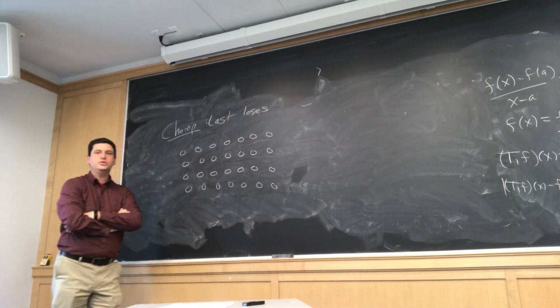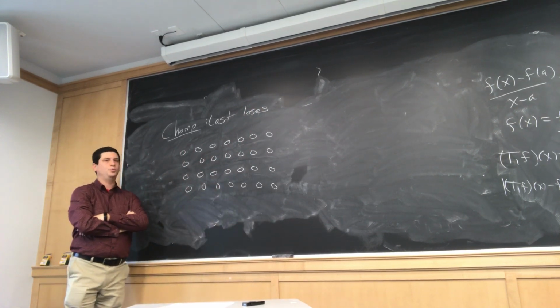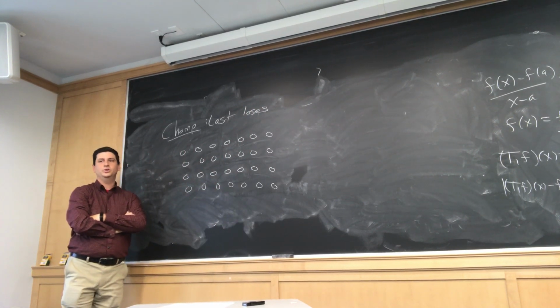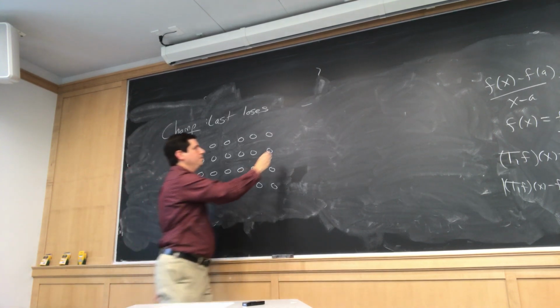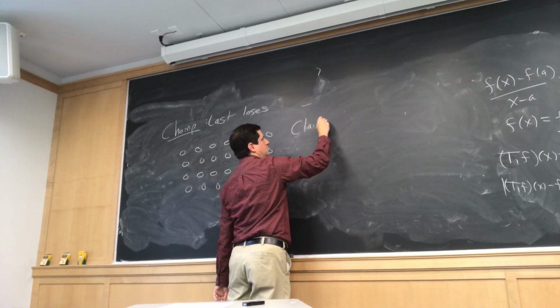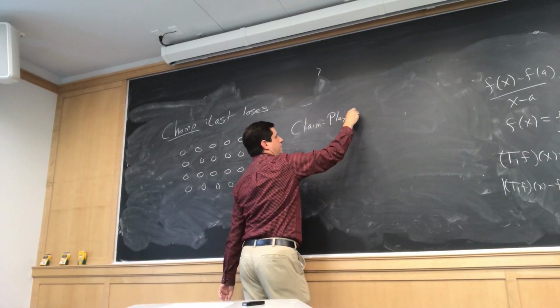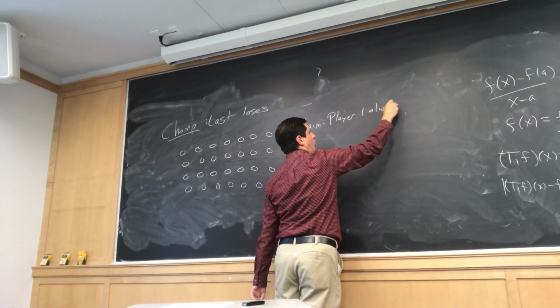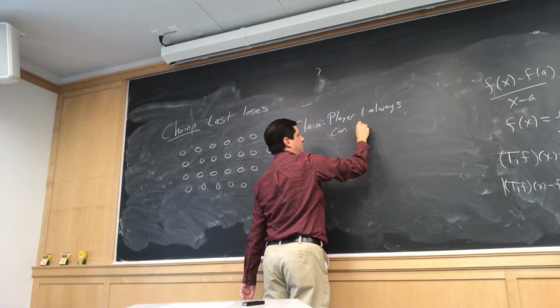And so what I'm going to do is show that as long as the board is at least, say, 2 by 2, player 1 always has a winning strategy. So the claim is player 1 always can win.